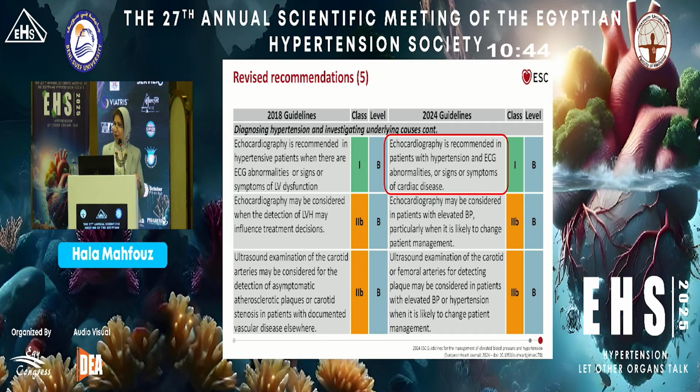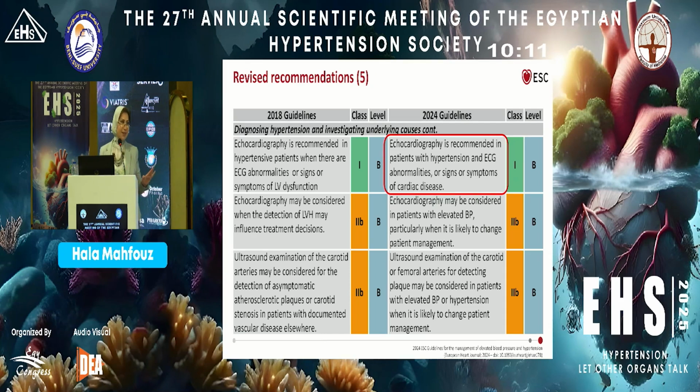as class 1 indication, level of evidence B, in all patients having hypertension with or without symptoms or suspicion of cardiac disease. And they also put patients with elevated blood pressure, which means below 140/90, as class 2B indication for echocardiography. In fact, this was also existing in 2018. Echocardiography was recommended in all hypertensive patients as a class 1 indication. So we solved the issue.